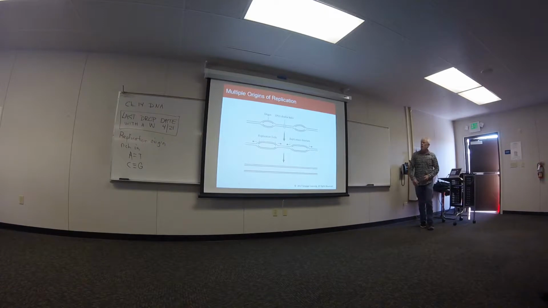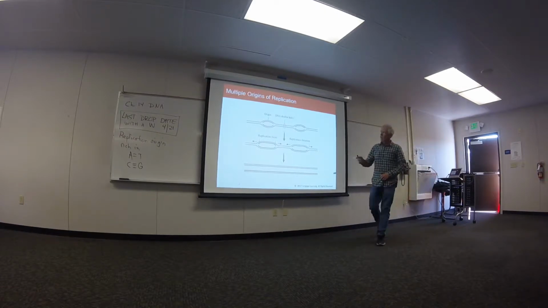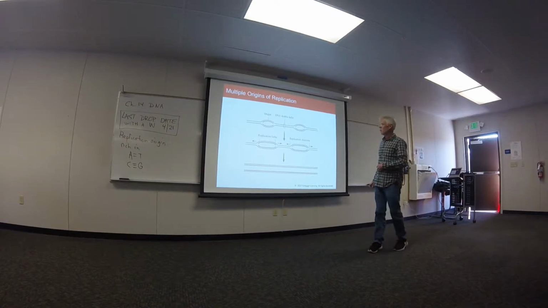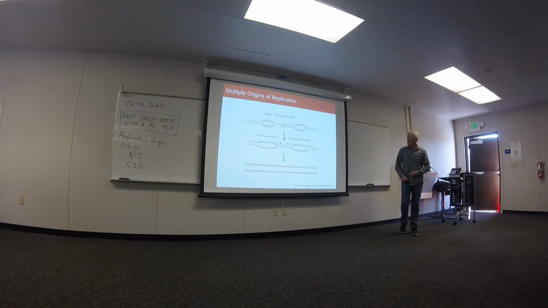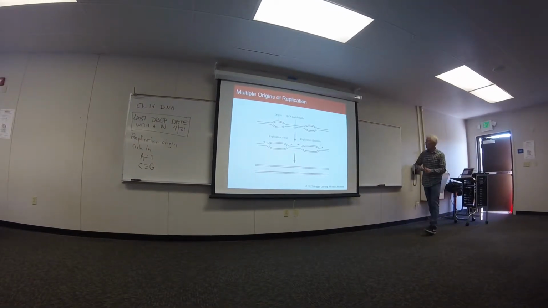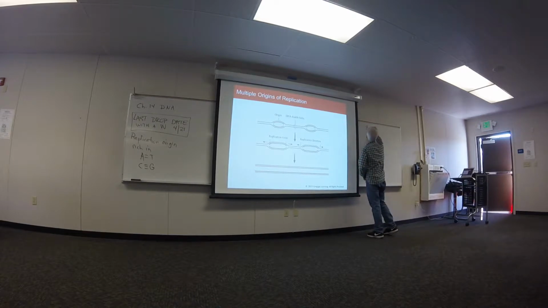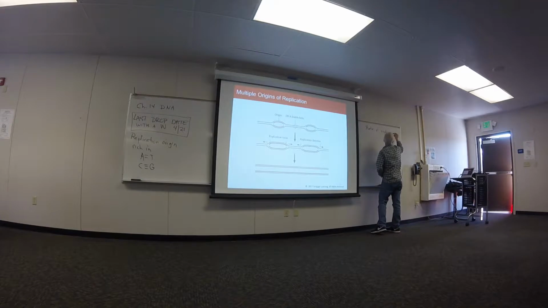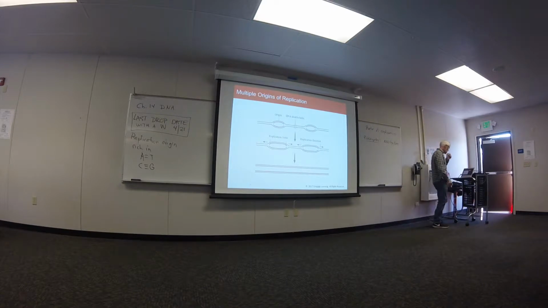Now we look at some differences. Essentially, replication is mostly the same in prokaryotes and eukaryotes. Of course, eukaryotes are descendants of prokaryotes. But there are some important differences here. If we look at the rate of replication between prokaryotes versus eukaryotes, prokaryotes can replicate DNA at a rate of about 1,000 base pairs a second, making a new complementary strand.